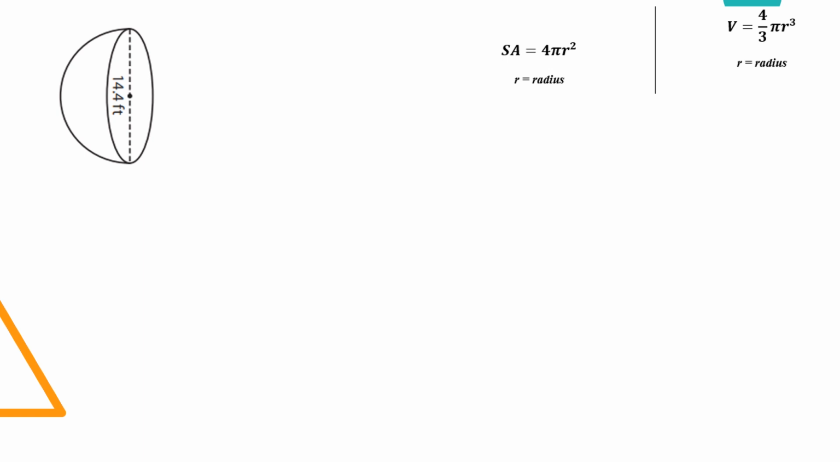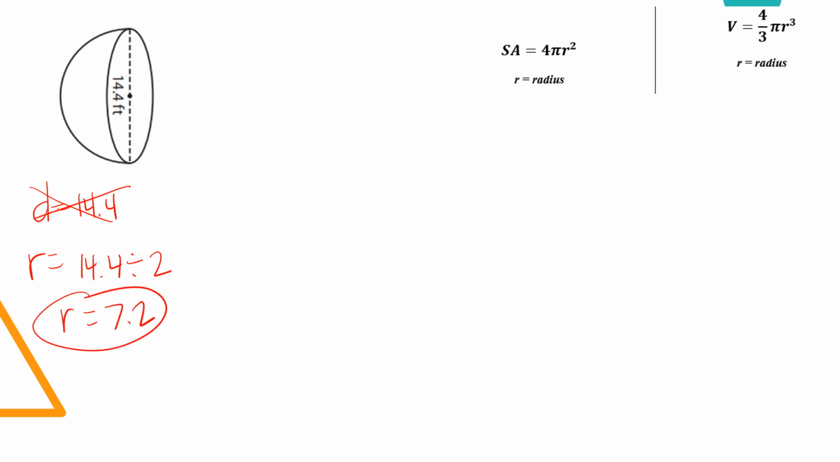Okay, so first off, we have our diameter here, which is 14.4. I need to get my radius because I can't use diameter in my equation. So I need to do 14.4 divided by 2. So my radius is 7.2. I'm going to plug that in. So surface area equals 4 pi times 7.2 squared.